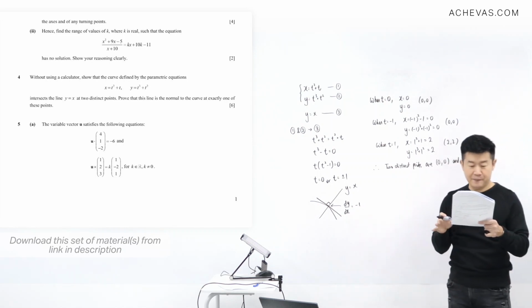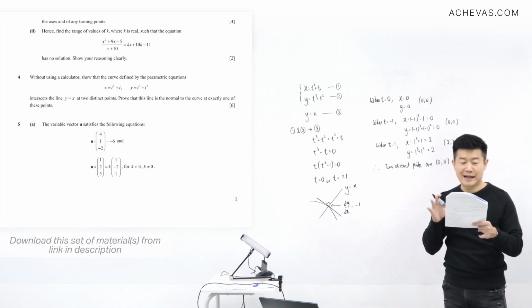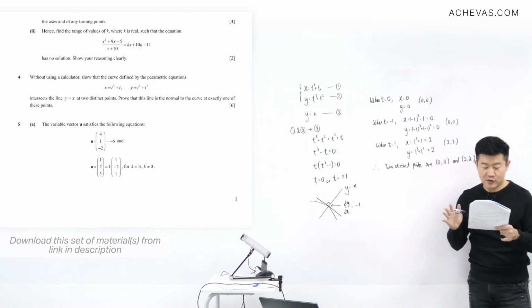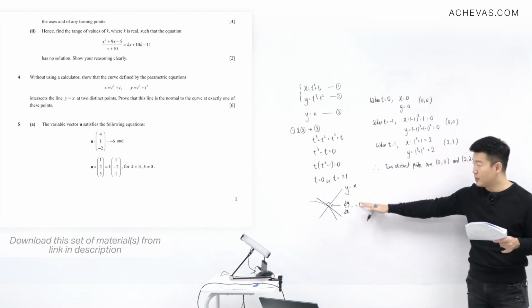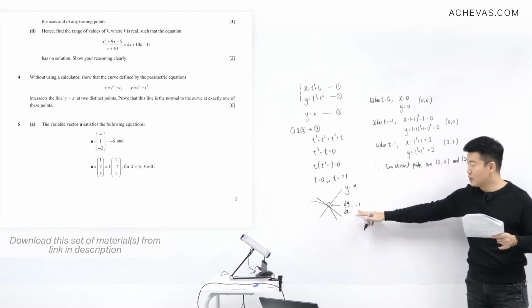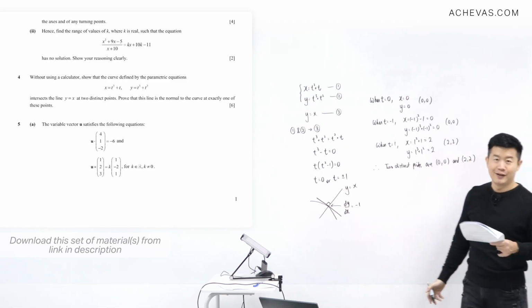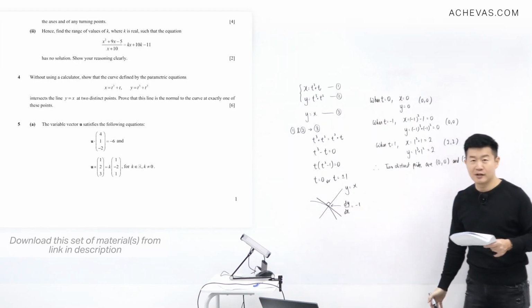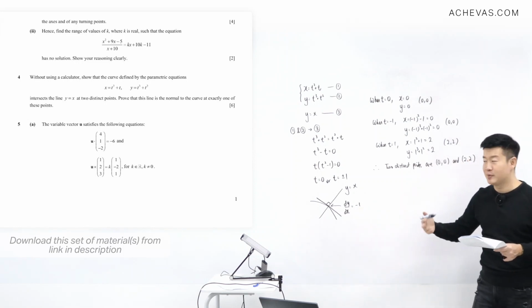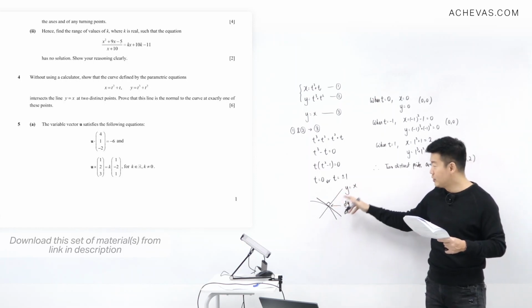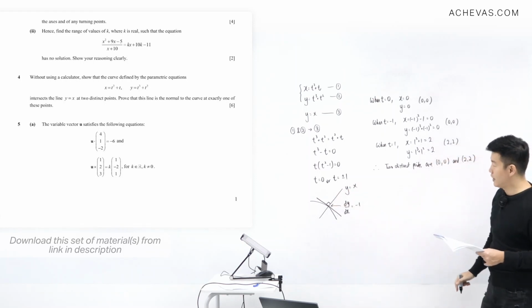So let's try to check whether exactly one of these 2 points is going to be giving us a normal that is this y is equal to x. So we're going to check by making use of gradient. We're going to see which point is going to give us a gradient of -1, and that is going to be the point where the normal is going to be this y is equal to x.